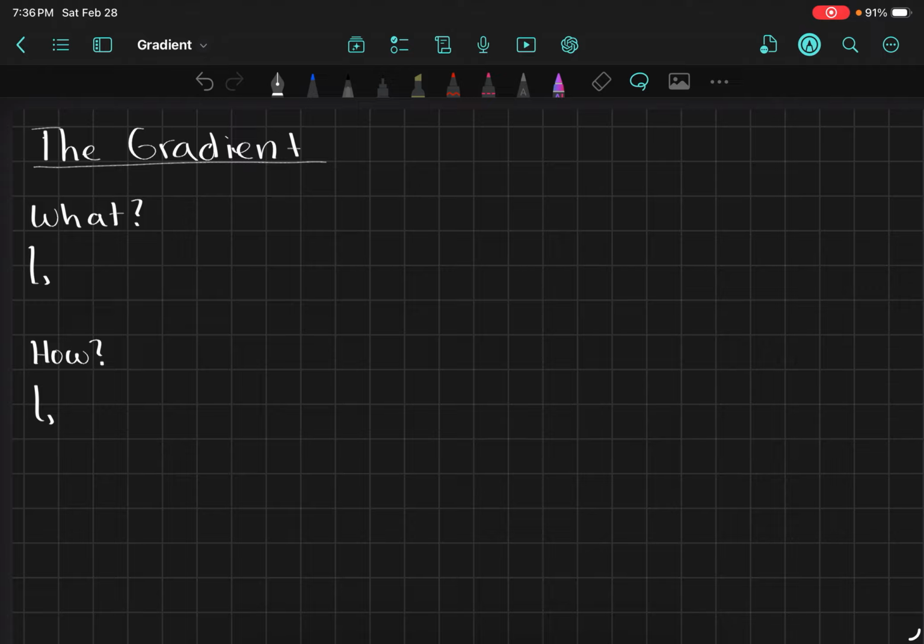Today we will be going over the gradient. Gradient is something that I briefly spoke about in my last video. I want to get more into depth with it, but this video will definitely be shorter because it's essentially an aspect of what the directional derivative is. So the question, what is the gradient?